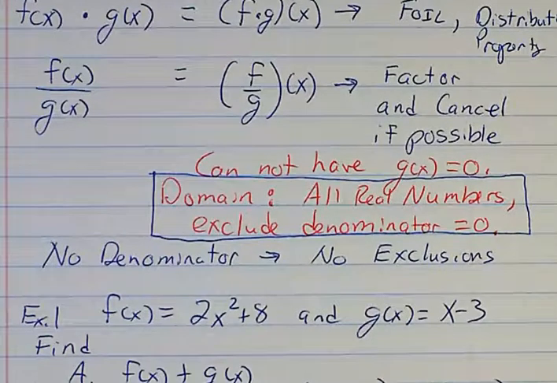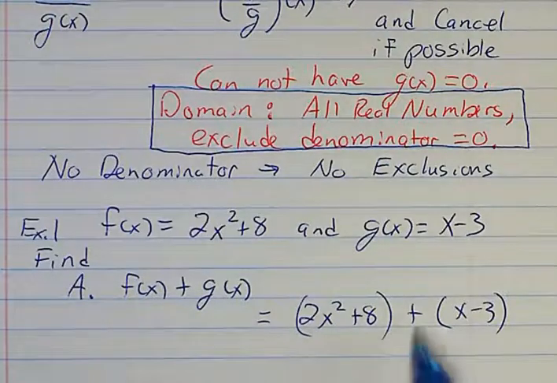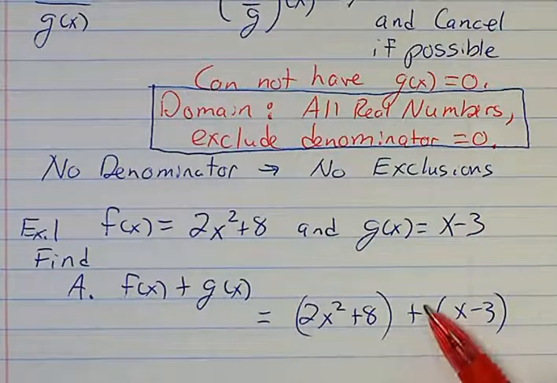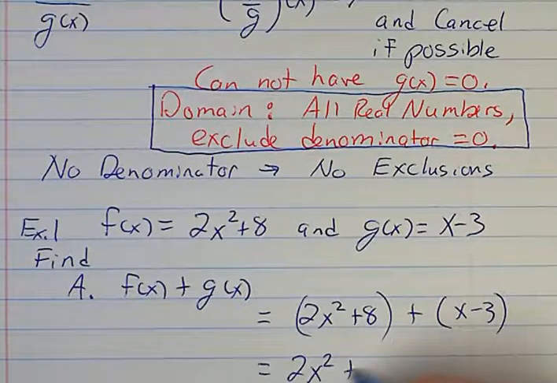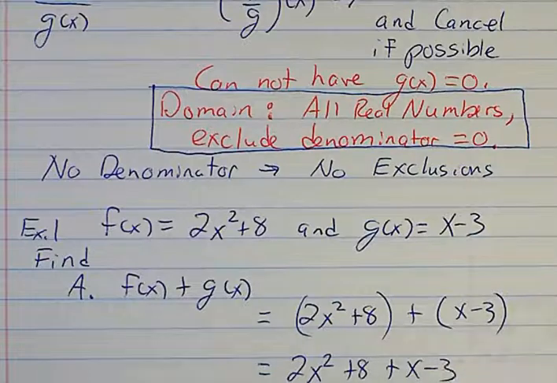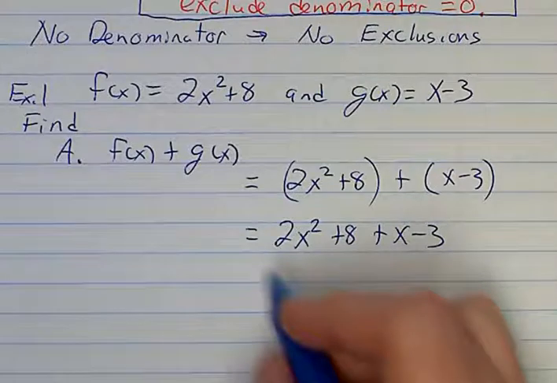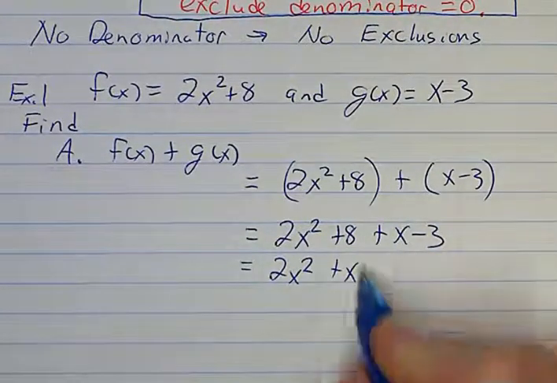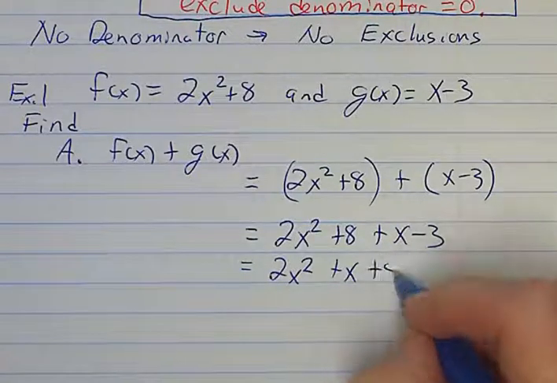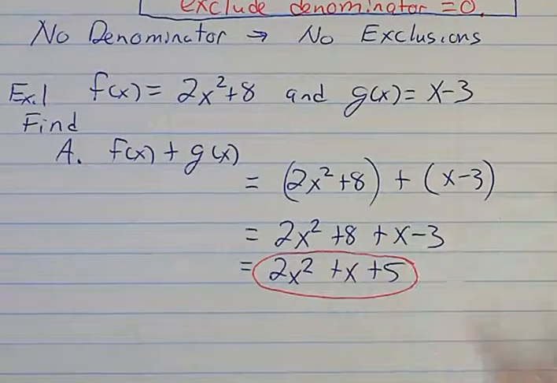Now, with addition, you really don't need the parentheses, because with the plus sign here it's basically 1 times everything. So with the addition part, you can just get rid of the parentheses. And now you're just going to combine like terms. So we've got the 2x squared by itself. We've got the 1x, which would be by itself. And then you have 8 minus 3, which would be a positive 5. And that would be the answer that you're looking for.